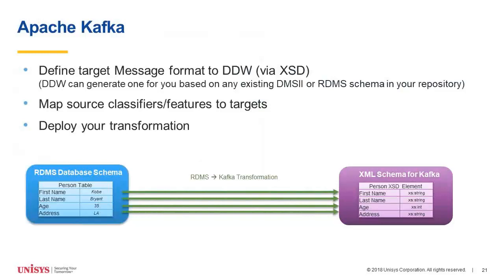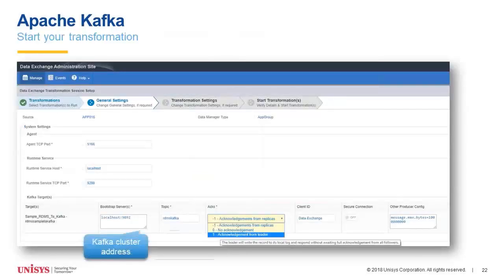It's a little tedious to create these by hand, but we implemented a feature in DDW that can generate an XSD definition based on any existing DMS2 or RDMS schema in your repository. And you can edit that file as you will and then import it back into DDW. Once it's there, you are able to do the normal schema, the mappings between your source classifier and features to these targets. Once that is done, you can deploy your transformation.